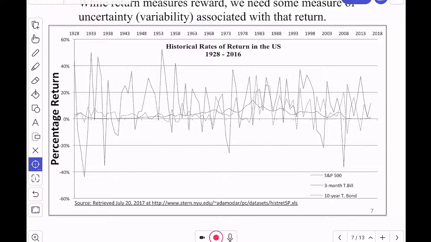So these are the returns over the period 1928 to 2016 for the United States. Let's first work with the data that we have, the 4 years, to calculate the standard deviation of those returns. And then I'm going to talk more about this data set, okay?